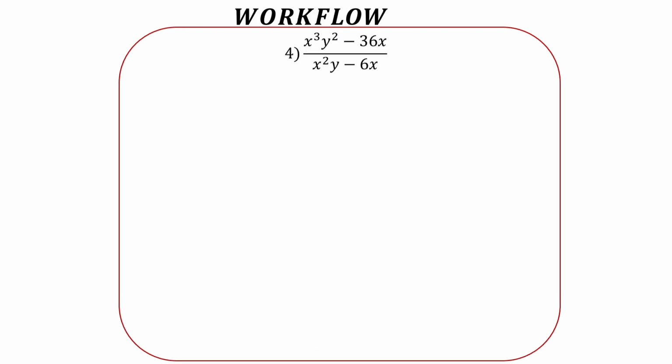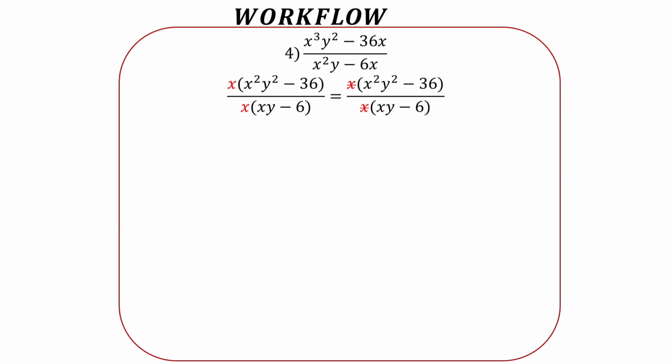Moving on to the fourth question, we have x cubed y squared minus 36x as the numerator, and then x squared y minus 6x as the denominator. So for this one, we can see that there's a common term we can factor out, right? And that is x. So we can factor out x from the numerator side and also from the denominator side. So we do that, and then the x will cancel out.